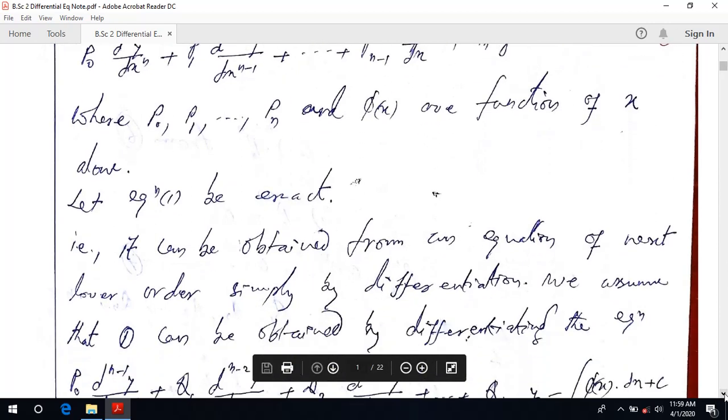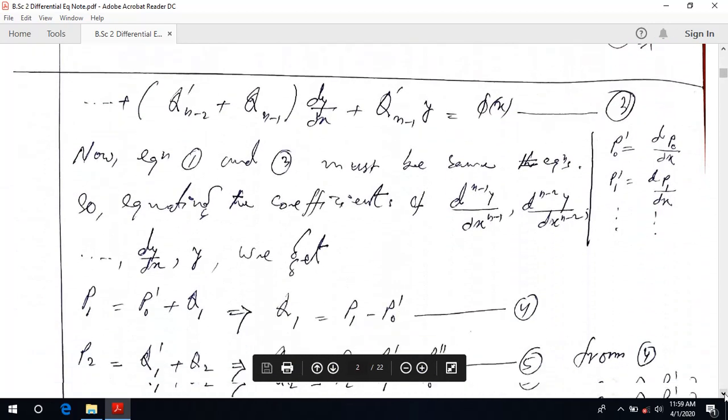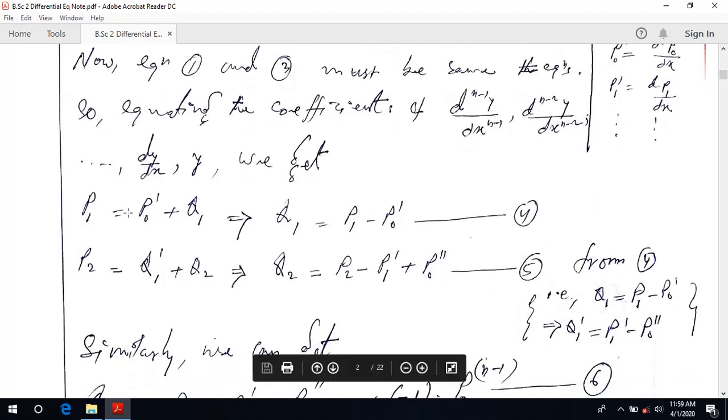So we get the relation like this. Okay, so P1 equals this one. Just by rearrangement, Q1 equals P1 minus P0 prime. This is equation number 4. Similarly, from this equation, Q2 equals P2 minus Q1 prime.